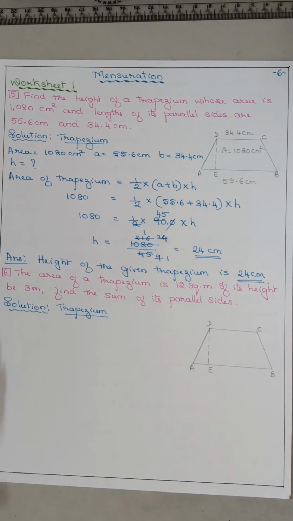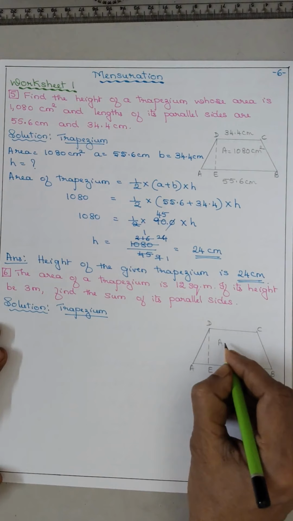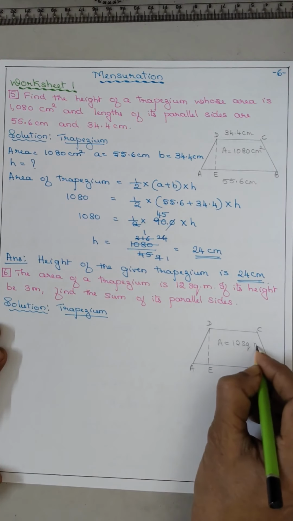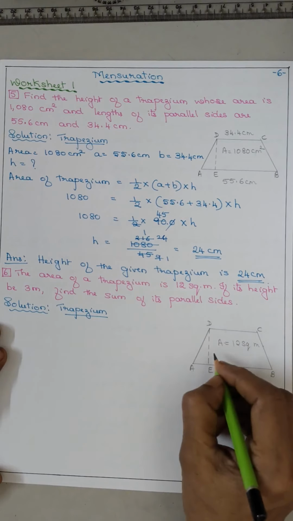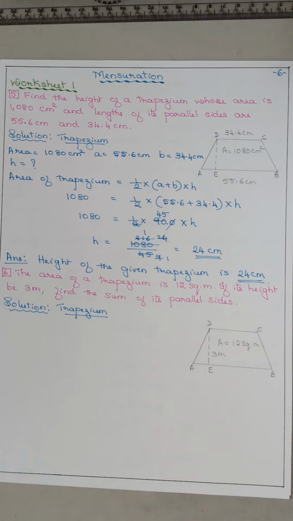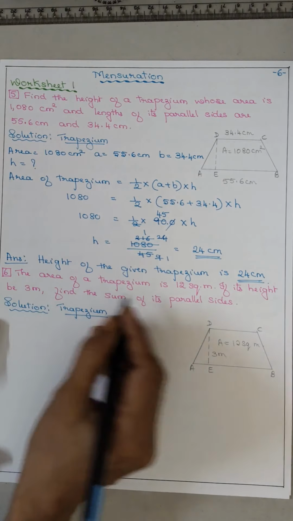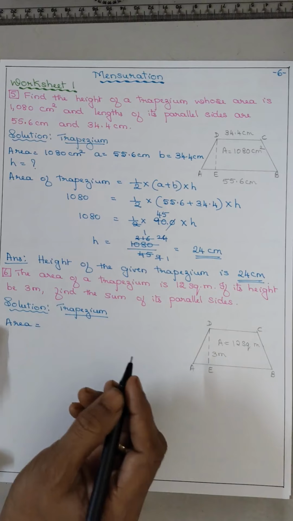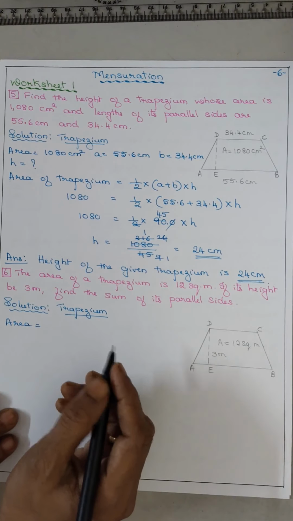Now coming to the 6th sum, area of the trapezium A is equal to 12 square meter. The height is 3 meter. Find the sum of the parallel sides. What is the sum of parallel sides? A plus B.